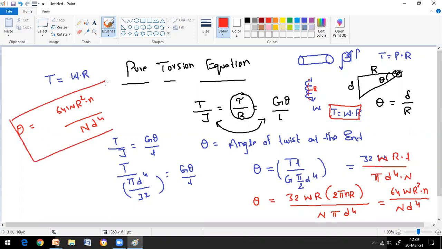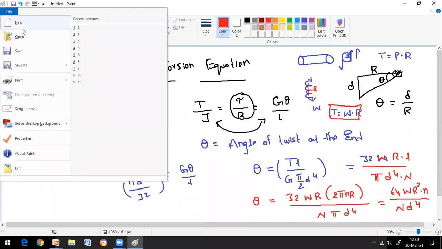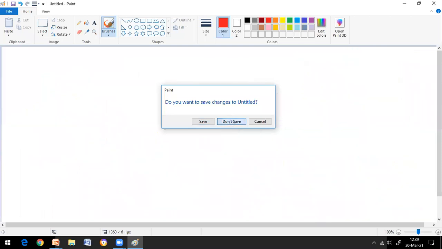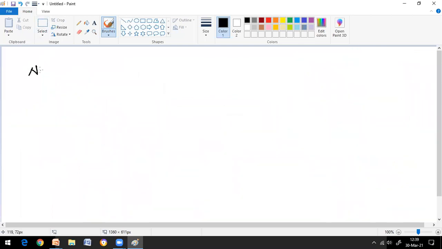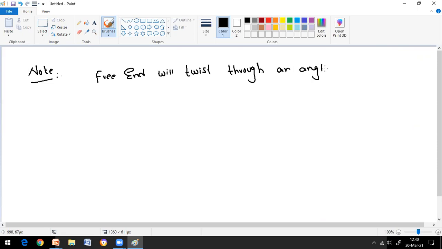Right? So this is very important to calculate theta, the angle of twist or angle of rotation of the spring. So from this relation, what I understood, very important statements I would like to write here with respect to this angle. Let me write a note. What is the note here? The free end will twist through an angle theta, consequently.